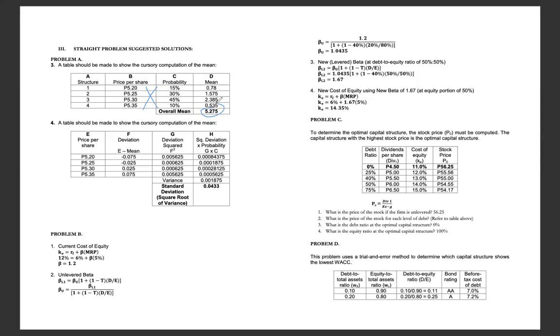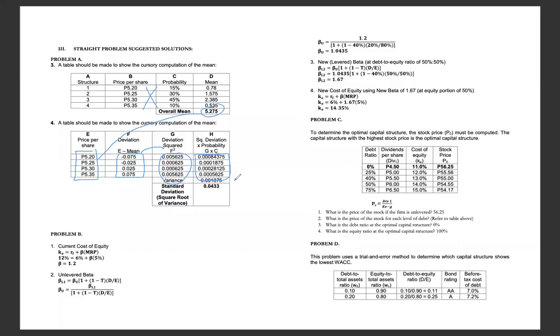So ganun din. And ito pong 5.275, i-deduct natin dito sa price per share. Okay, then you have here the respective deviation, tapos squared deviation tayo. Yan. Then multiply this by their probability percentages. Okay? To get the variance.